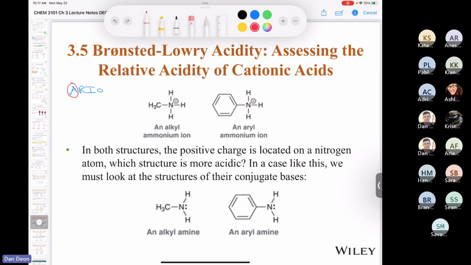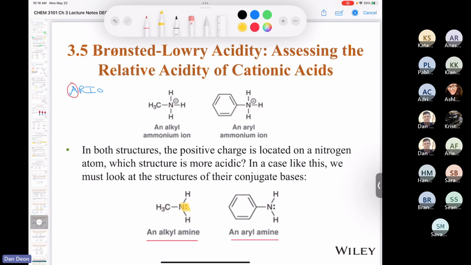So now what we do, it says in both structures, the positive charge is located on a nitrogen. Which one is more acidic? In a case like this, we look at their conjugate bases. So here's the conjugate base of the alkylamine. Here's the conjugate base of the arylamine. What do you notice about the two lone pairs?